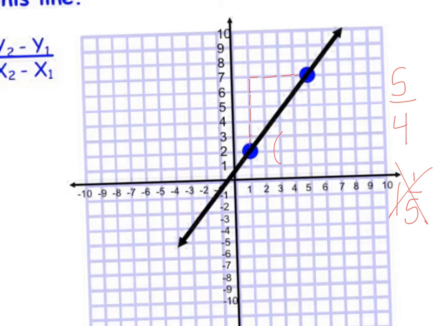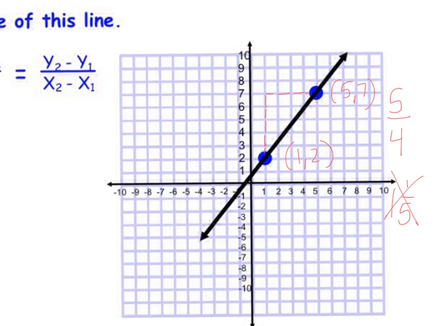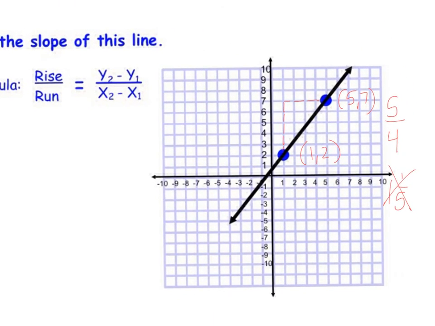We go over 1 on the x-axis and up to 2, so it has an ordered pair of 1, 2. The second point has an ordered pair of 5, 7. I could use those two ordered pairs to find slope instead of counting with my fingers the rise and the run. If I want to use those two ordered pairs, I'm going to use this formula here.